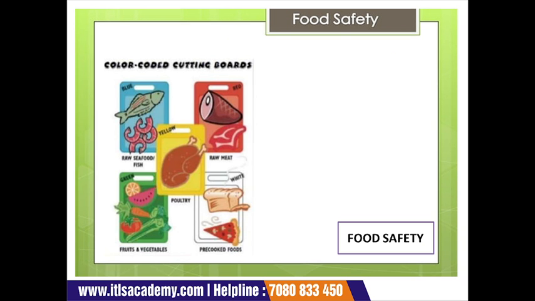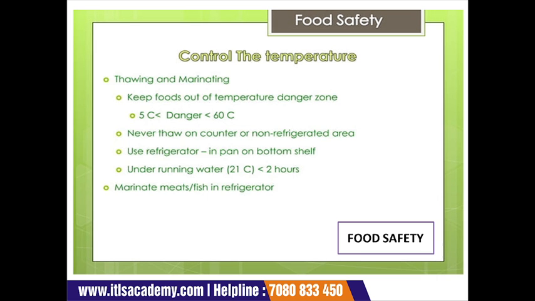See, this is the color coding for chopping boards. Blue for seafood, red for red meat, yellow for poultry products, white for cooked food, and green for fruits and vegetables.